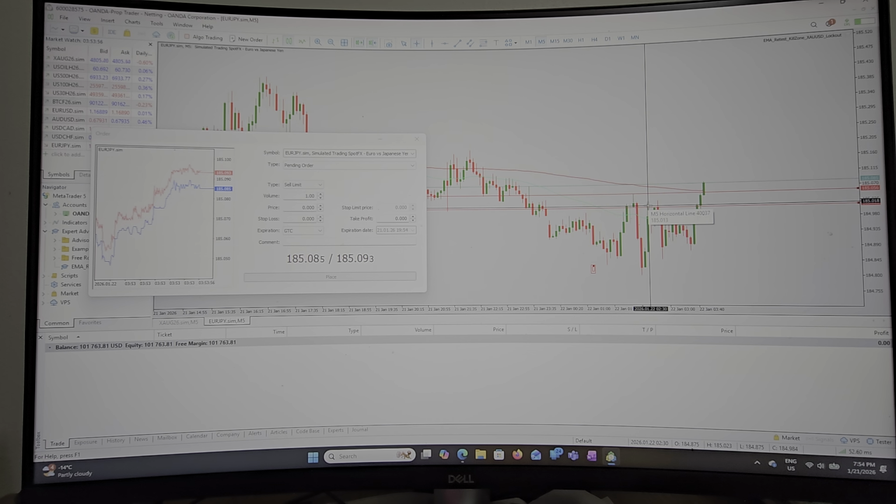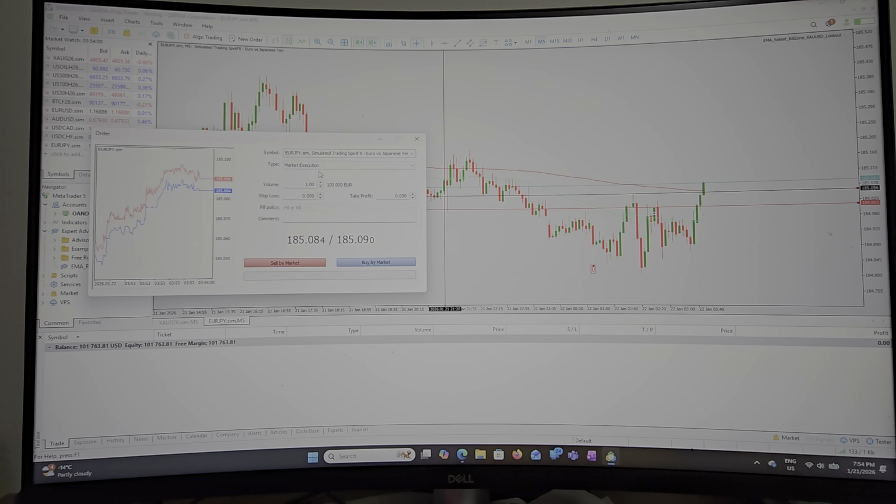The price already tapped my zone, so I decided to change it to market execution, and we got into the trade. I think it was on this red candle right here when I got into that trade, and then I had my stop loss just above the zone and the take profit down here. There we go.